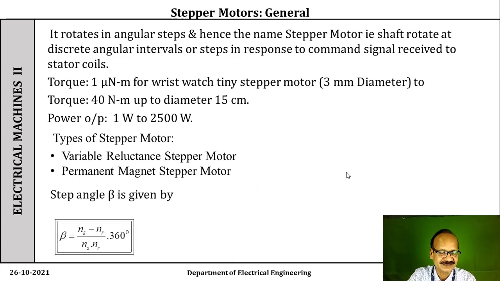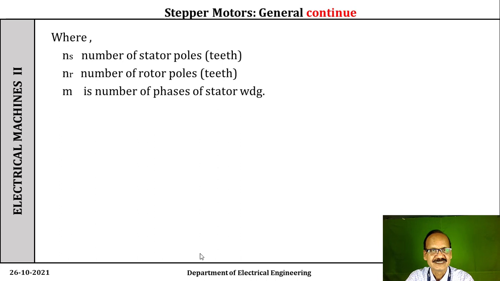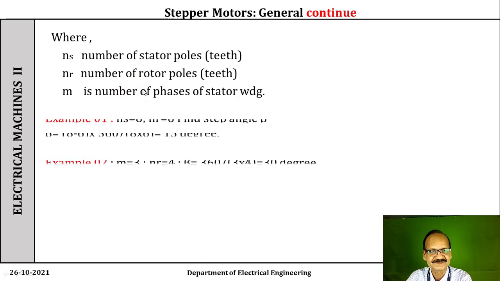Now what is the step angle? The angle through which the shaft rotates for every command received by the stator coil. It is given by beta equal to (Ns minus Nr) divided by (Ns into Nr) into 360, or beta equal to 360 divided by (m into Nr), where Ns equals the number of stator poles or teeth, Nr equals the number of rotor poles or teeth, and m is the number of phases of the stator winding.